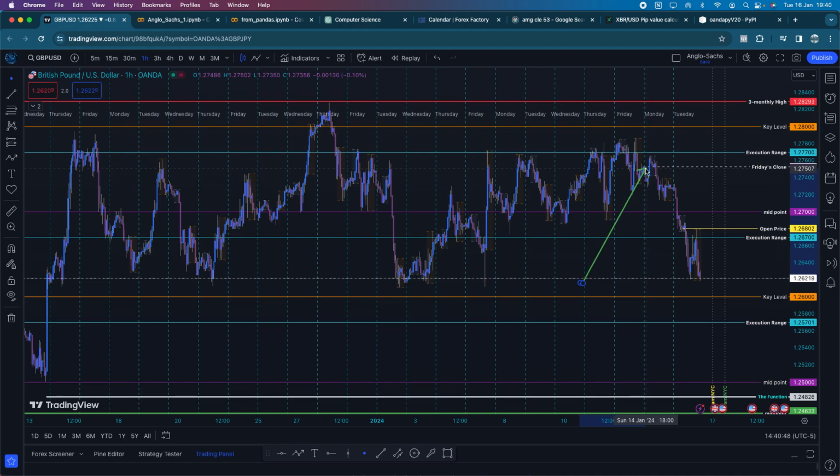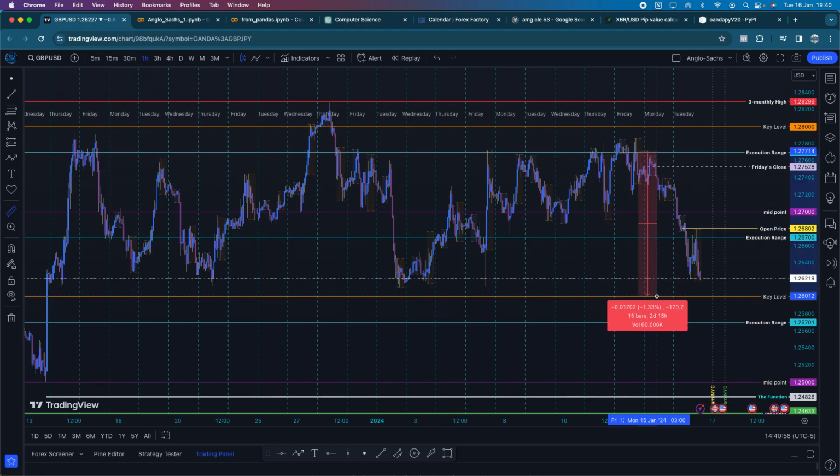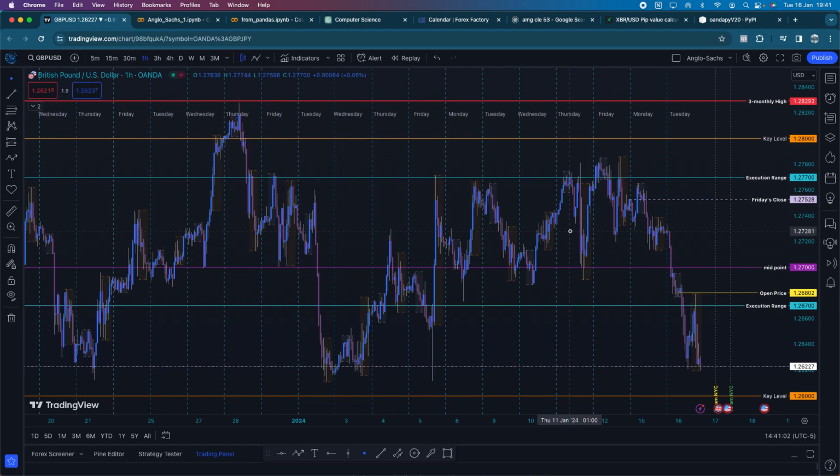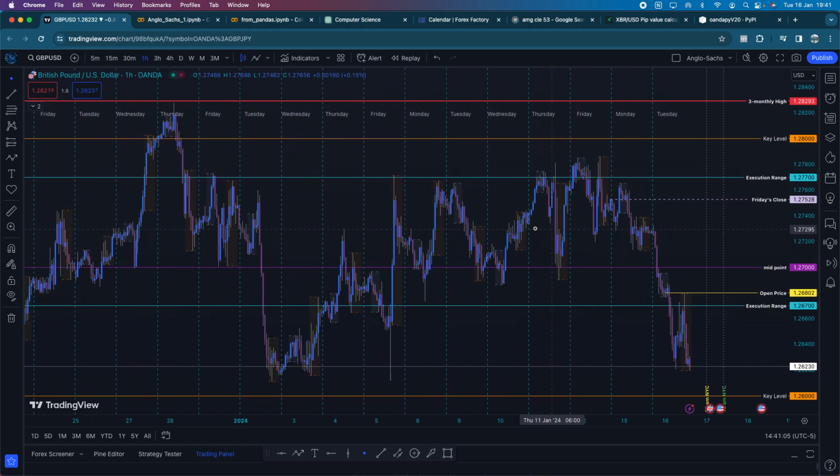Probably we're looking at over 100 pips there. Let's have a look. Yeah, so that's over 100 pips there, almost 200 pips. But that was my expectation in terms of what I was striving for.